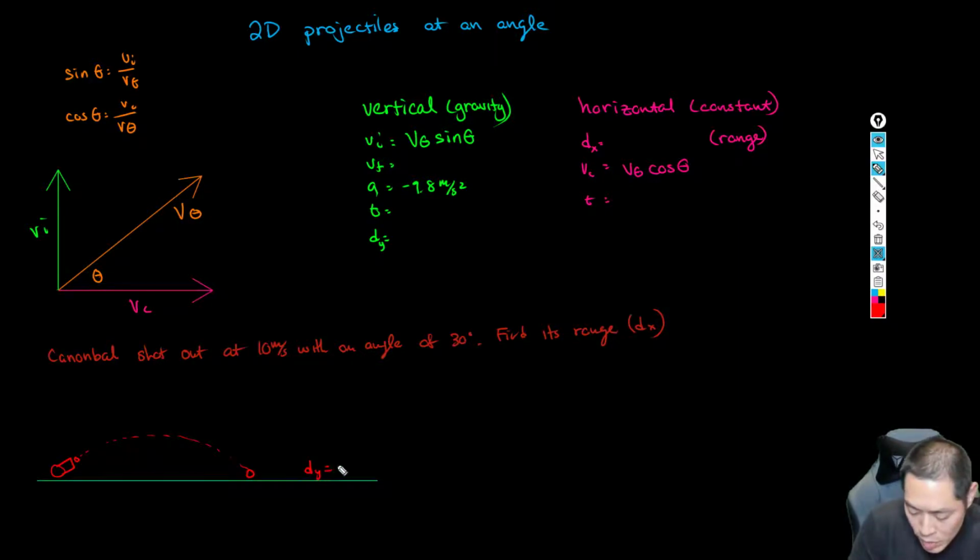dy is equal to 0. Can we solve it if dy is not 0? Yes, but at least on my first problem, I want to make it easier. So even though the cannonball is technically off the ground, we're going to assume its start and finish is the same place. So let's set up the problem.